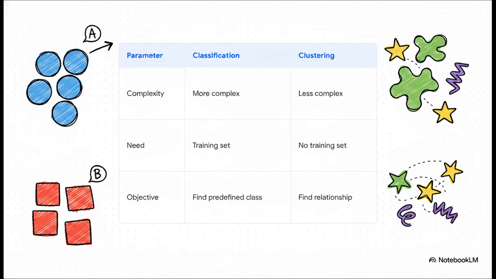So the real kicker here is the data requirements. Because classification has a very specific objective, finding that predefined class, it is fundamentally a more complex process. It absolutely relies on having a heavily labeled training and testing dataset to learn from. Clustering doesn't need that training dataset at all, because its only objective is to find relationships and group objects together based purely on their inherent statistical similarities.